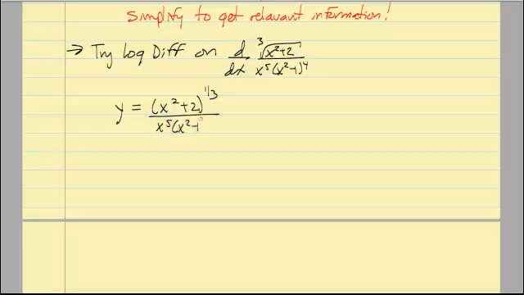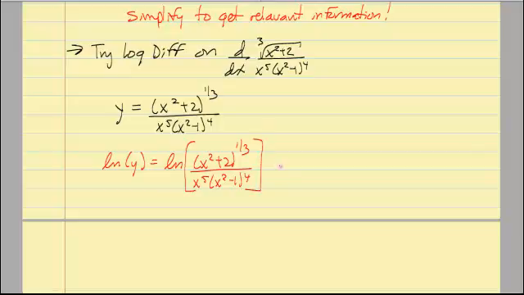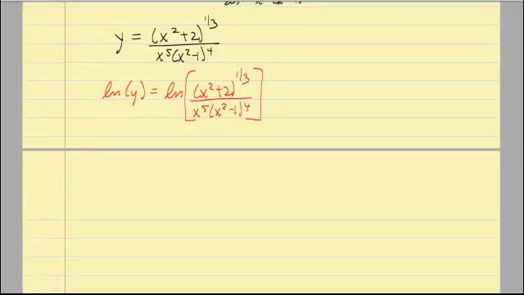Now it makes sense to take the natural log of both sides. So again, logarithmic differentiation, you take the natural log of both sides. Now the whole idea of taking the natural log of both sides is that I can use all those nice simplification rules to come up with an easier way to take a derivative. So we have natural log of y. I'm not taking the derivative right now, I'm simplifying.